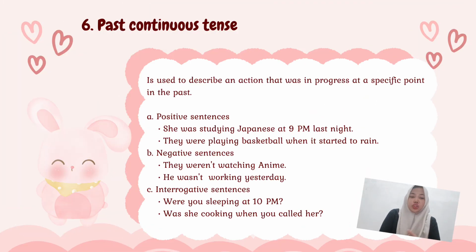Okay, next, past continuous tense. Past continuous tense is used to describe an action that was in progress at a specific point in the past. For example, in positive sentence, she was studying Japanese at 9 p.m. last night, and they were playing basketball when it started to rain. And in negative sentence, they weren't watching anime and he wasn't working yesterday. An interrogative sentence, were you sleeping at 10 p.m. or was she cooking when you called her?